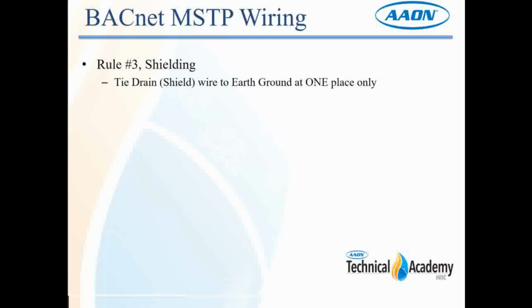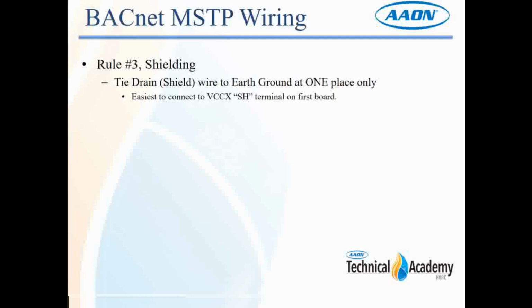Inside of your rooftop unit, the chassis of that unit is tied to earth through the power coming to the rooftop unit. So if you tie it to the chassis of that unit, that is going to give you an earth ground for your drain wire. And you only want to do this in one place on your communications loop. If you connect it in multiple places, you can get some additional noise introduced into your communications wire.